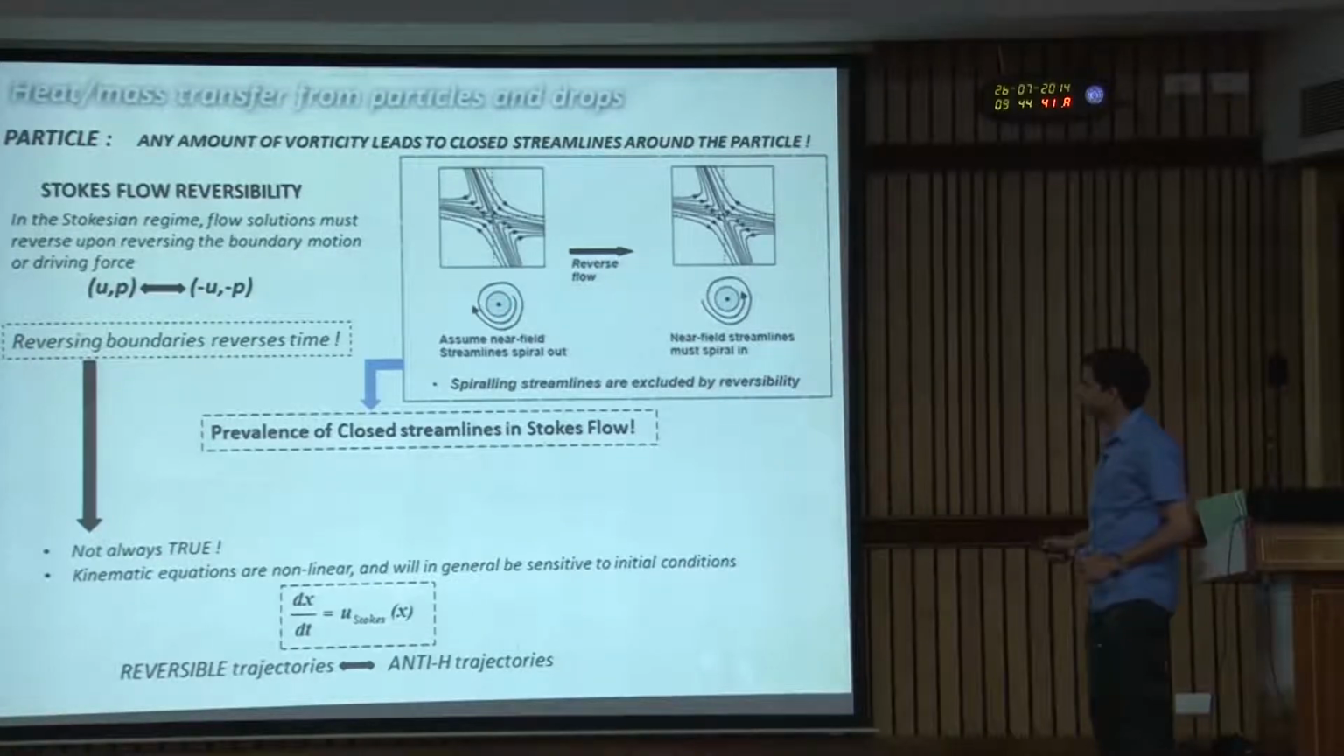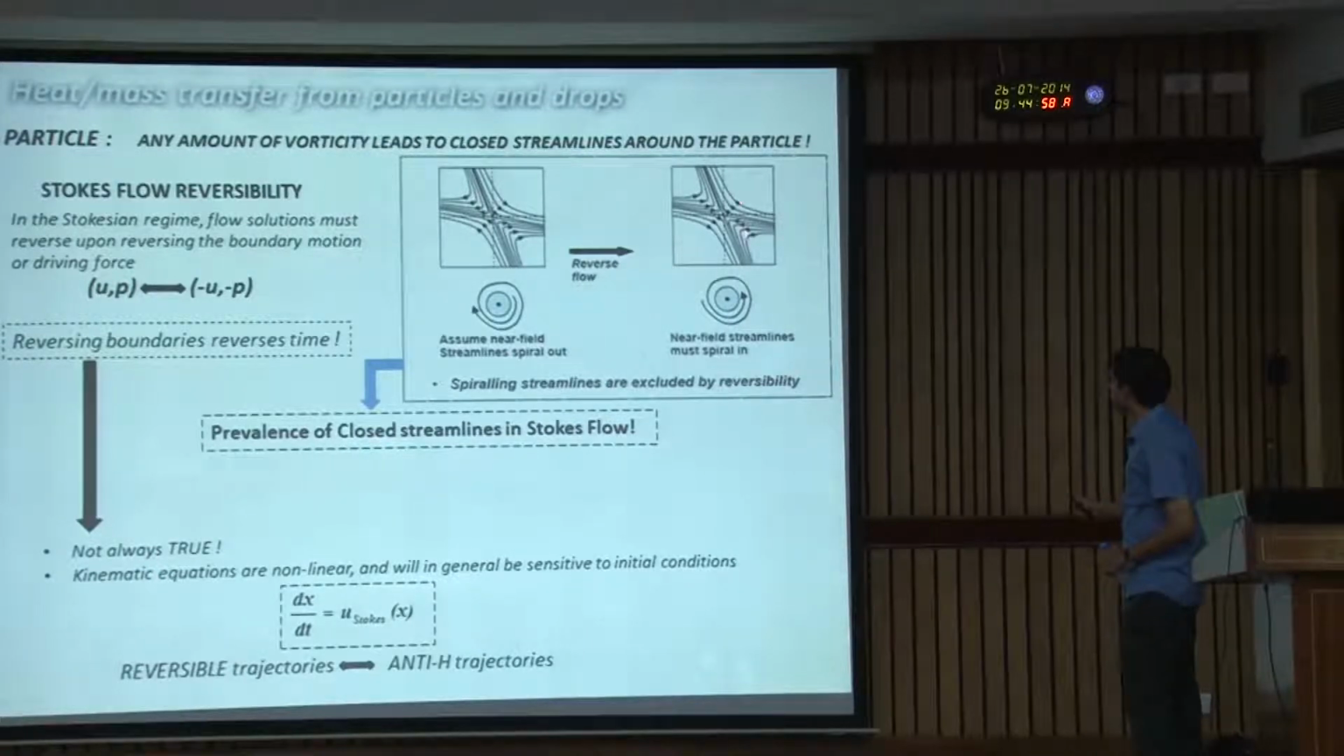Now let's imagine that I didn't know it was closed. I would say that let the fluid spiral out. Okay. Now what reversibility tells me is that if I reverse the forcing, which is reverse the direction of the ambient flow, I should spiral in, because remember, I go back in time. Okay. So if I reverse the flow, I should spiral in.